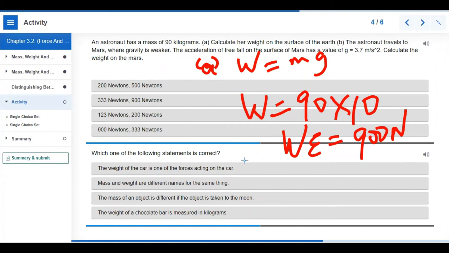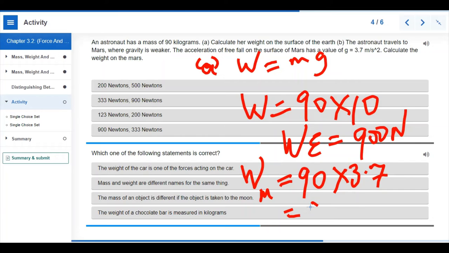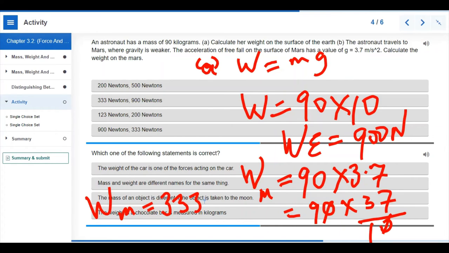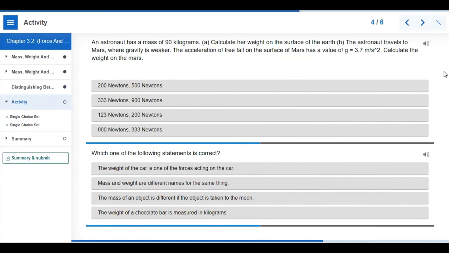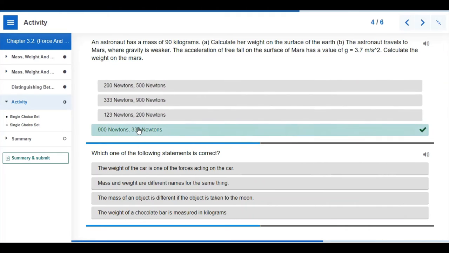Now, with that in mind, what about the weight of the same astronaut on the moon? Yeah, g is 3.7 meters per second squared. Then, weight of the astronaut on the moon will now be 90 times 3.7, which we can write as 90 times 37 over 10. This cancels this. So weight of the astronaut on the moon will give us 333 newtons. So weight of the astronaut on the Earth is 900, and weight of the astronaut on the moon is 333 newtons. Can we see part of the option? Yeah, that's true. Let's see. Correct.